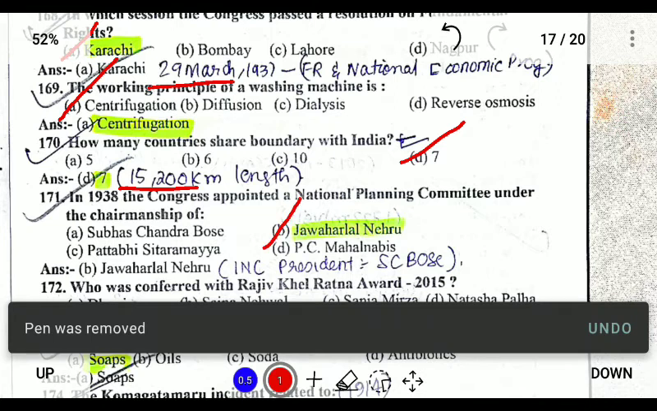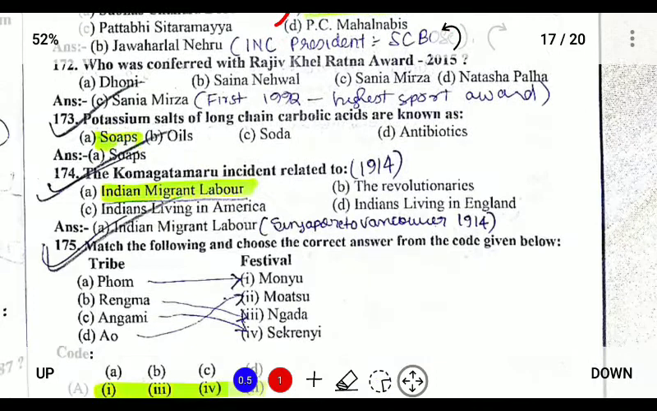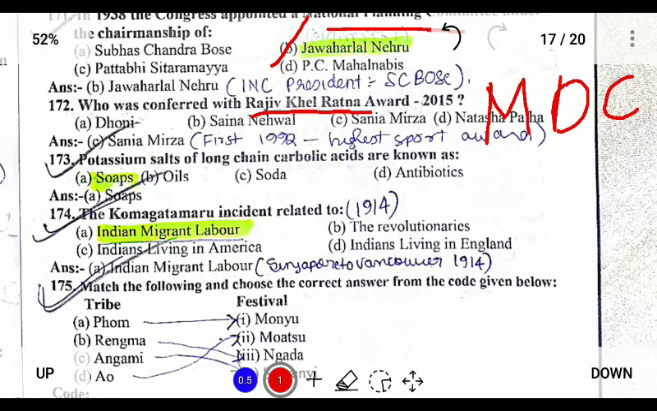So, under the chairmanship of Jawaharlal Nehru, a National Planning Committee was introduced in 1938. Next, who was referred the Khel Ratna Award? About this Rajiv Gandhi Khel Ratna Award, recently the Prime Minister of India, Mr. Narendra Modi, has changed the name of Rajiv Khel Ratna Award to Major Dhyan Chand Khel Ratna Award.